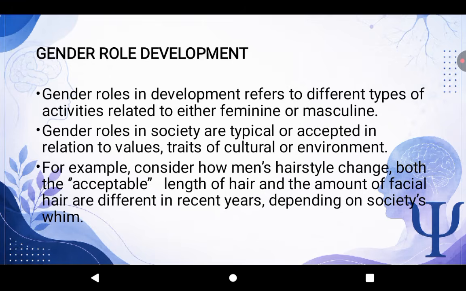Feminine meaning that they are related to females, and masculine meaning that they are related to just males. So these are just activities that are perceived by the society that, okay, this particular activity must be done by a female and this must be done by a male. I'll give an example of a certain activity.